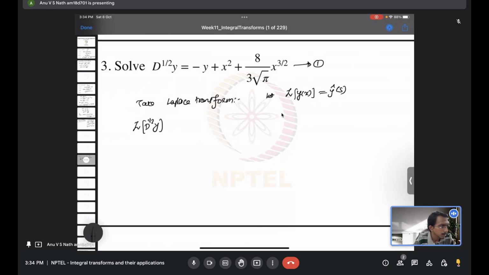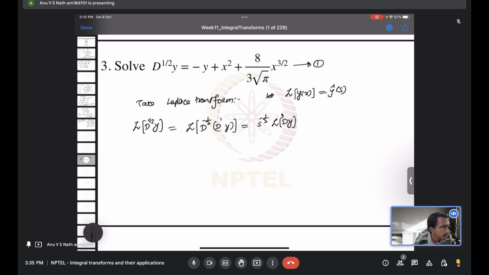Here the Laplace transform of d raised to half y is needed, and d raised to half we cannot directly take. So we will split it into d raised to minus half times d raised to plus 1 y. If you have watched the lecture videos, there is a problem where we followed the same method. Now we have the Laplace transform of a product of operators, d raised to minus half and dy. So we can write it as s raised to minus half outside, then the Laplace transform of dy.